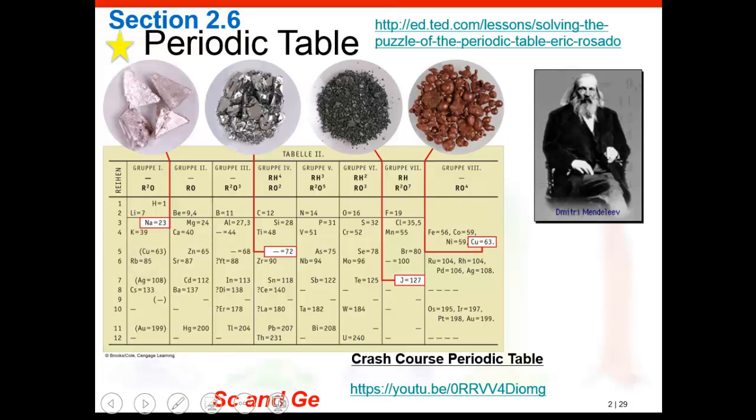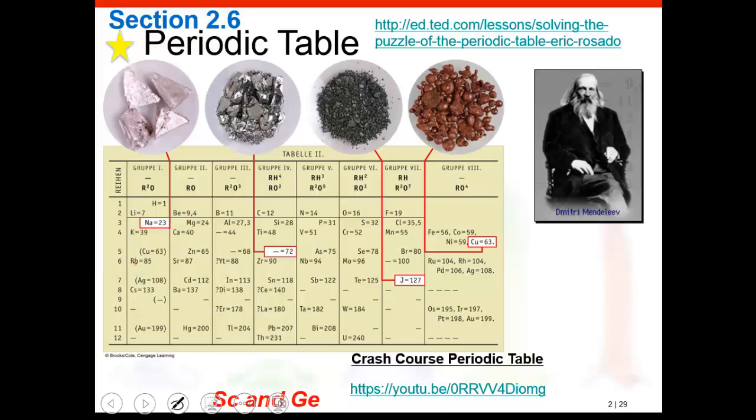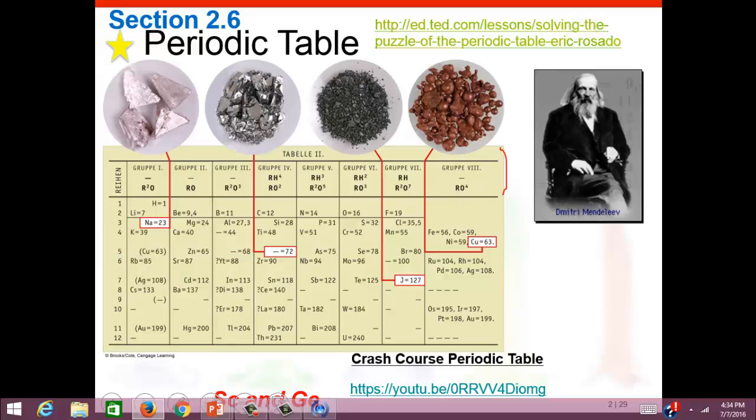That is chapter 2. And so we're in section 2.6, and we're going to be talking about the periodic table. And what's really cool is that when we're looking at the periodic table, this is Mendeleev's original notes about how the elements would be arranged.